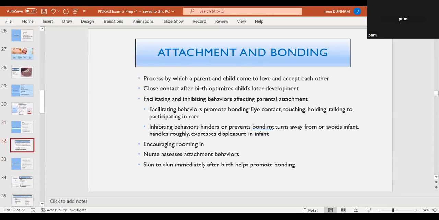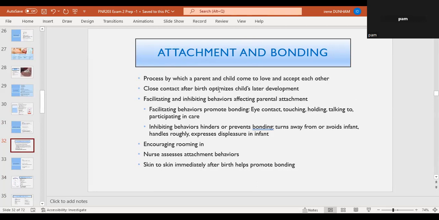Okay, so now we're going to go into attachment and bonding. We talked about bonding: skin to skin immediately after birth helps promote bonding. Yes, okay. Rooming in promotes bonding. And that's more of an emotional tie right after birth, okay? And then attachment takes a little longer to create. But as a nurse working on mother baby, you want to see how they come together. They have to come to love and accept each other.